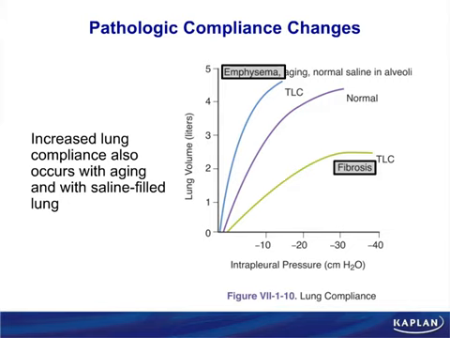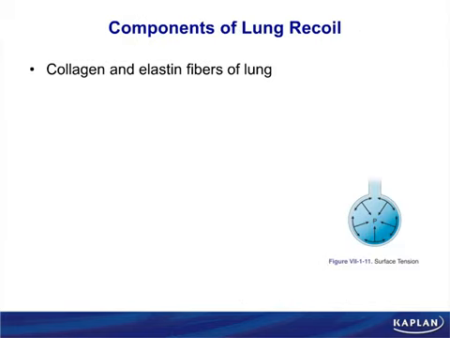Emphysema is one of our obstructive diseases, and obstructive diseases are characterized by increased resistance to airflow. The main pathology for an emphysema patient is associated with this lack of recoil. Very high compliance, low recoil. All right, let's talk about the components of lung recoil, elastic recoil.